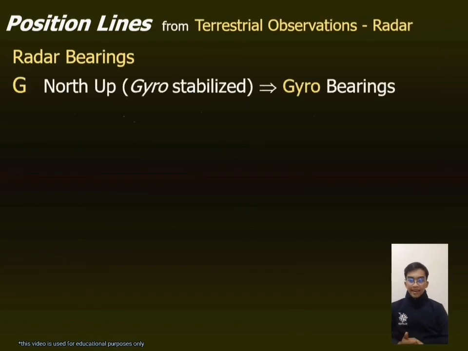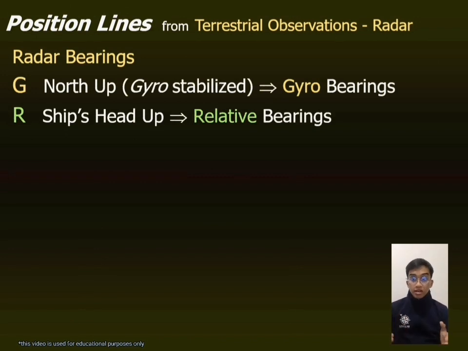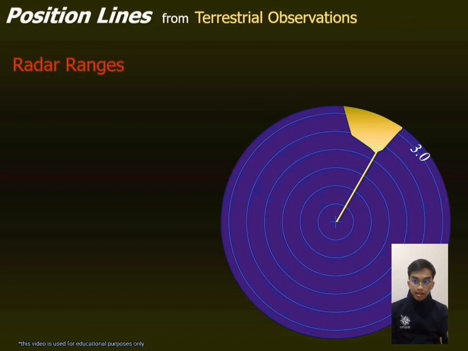So I will keep going, and I will use the next slide. Here we can talk about the radar ranges and the radar bearings from terrestrial observations using the radar. In this case, the north-up setting of the radar gives us gyro-stabilized bearings, and the relative ship's head-up gives us relative bearings. You have to be very careful of whether you are getting relative bearings or true bearings, because it depends on the setting of the radar.